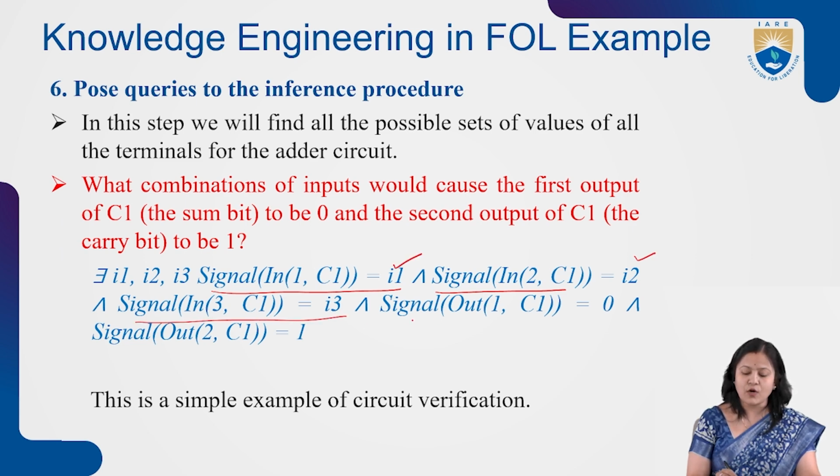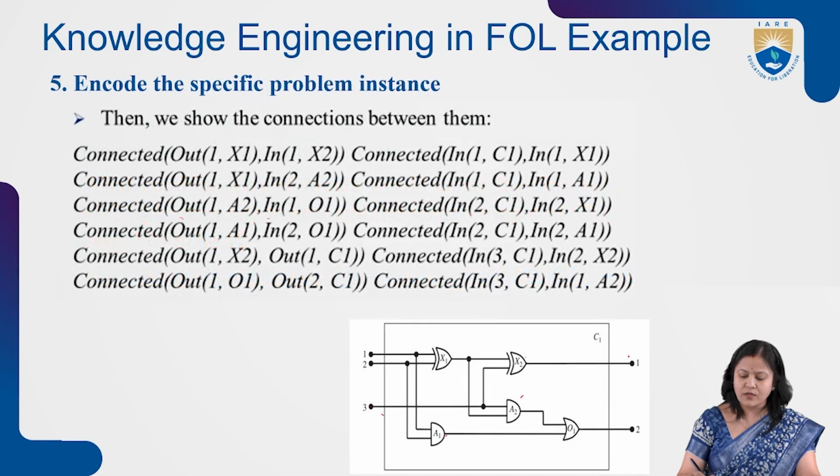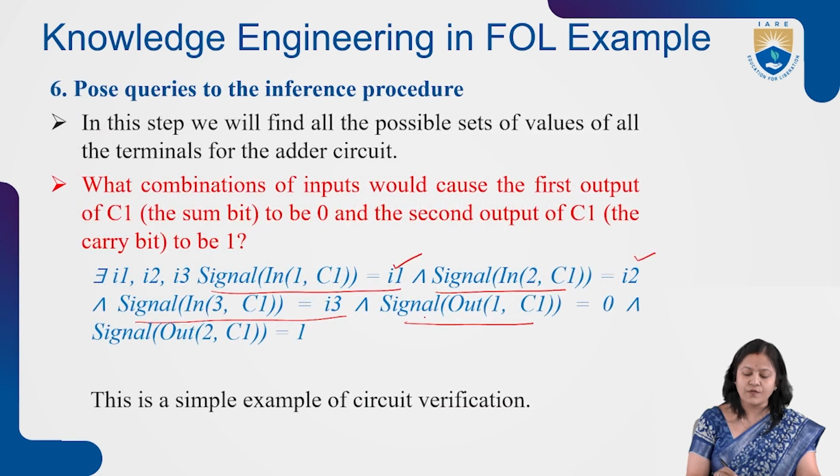and first output signal of C1. First output signal means this one, this is the first output, and this is the second output. First output is 0, second output is 1. That is what is given in our question. So first output of C1 is equal to 0 and second output of C1 is equal to 1.